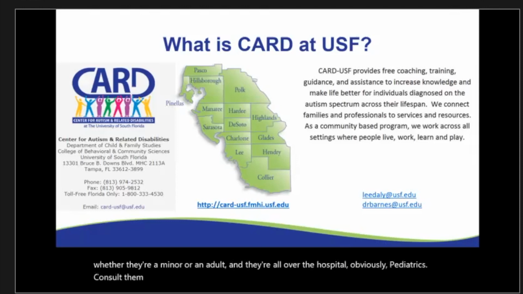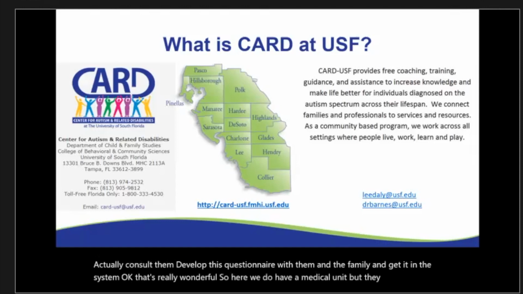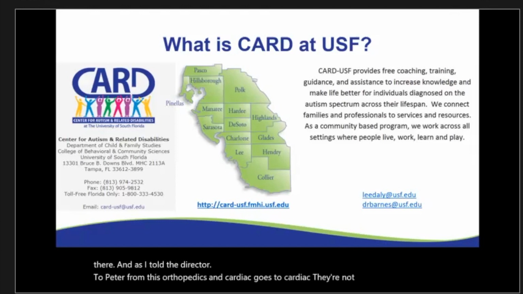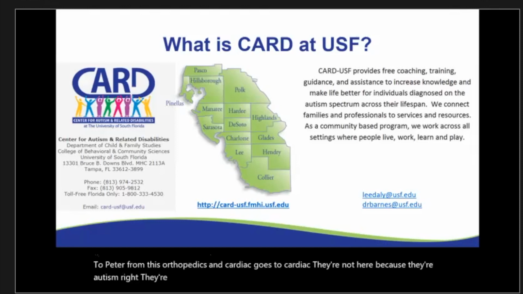Develop this questionnaire with them and the family, get it in the system. Okay, that's really wonderful to hear. So we do have a medical unit, but they don't all go there. And as I told the director once, if an orthopedic problem goes to orthopedics, if cardiac goes to cardiac, they're not here because of their autism, right? They're here for that medical issue. So it's pretty hard, we're way too big to put them on one unit.